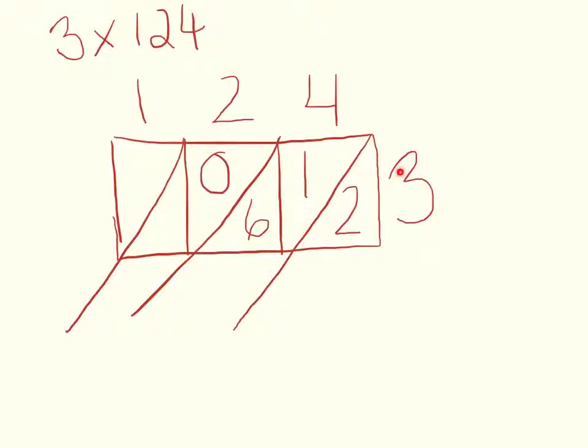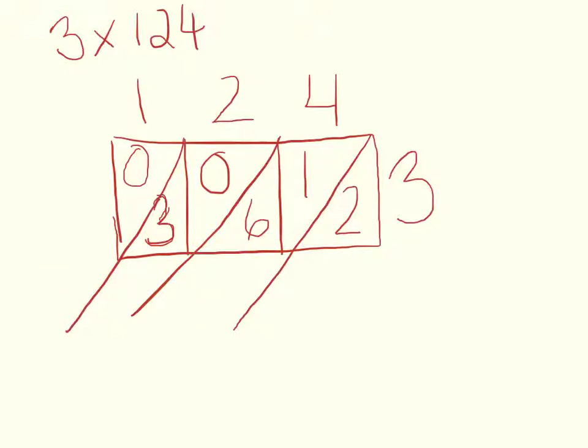Our last problem is 3 times 1. Here again, we're going to have just the number 3 goes in the bottom triangle with a 0 in the top triangle because there's no tens. Now we're going to add, going down the diagonal lattice marks.